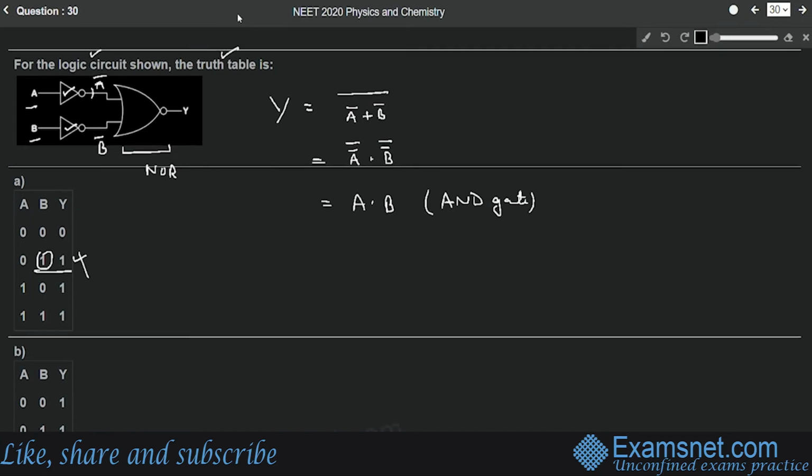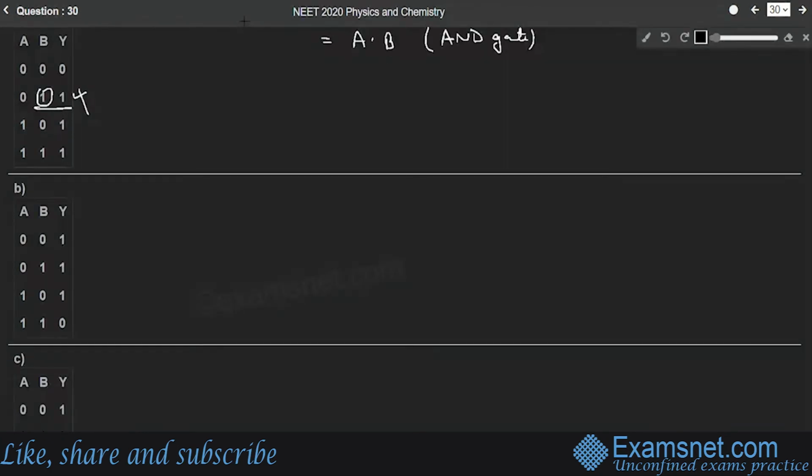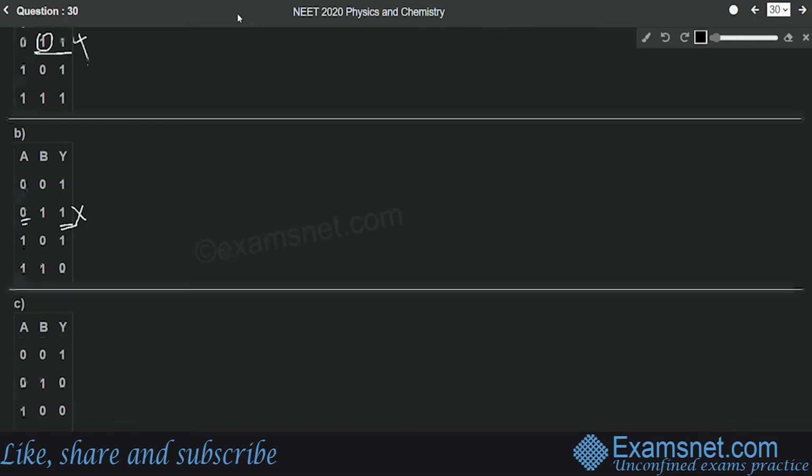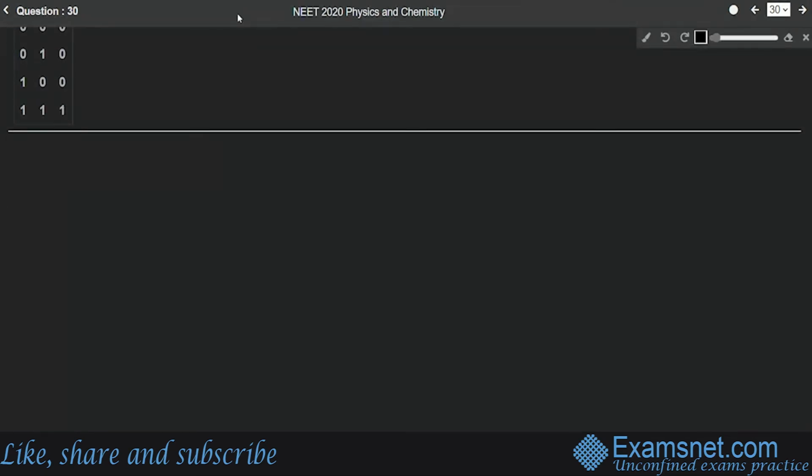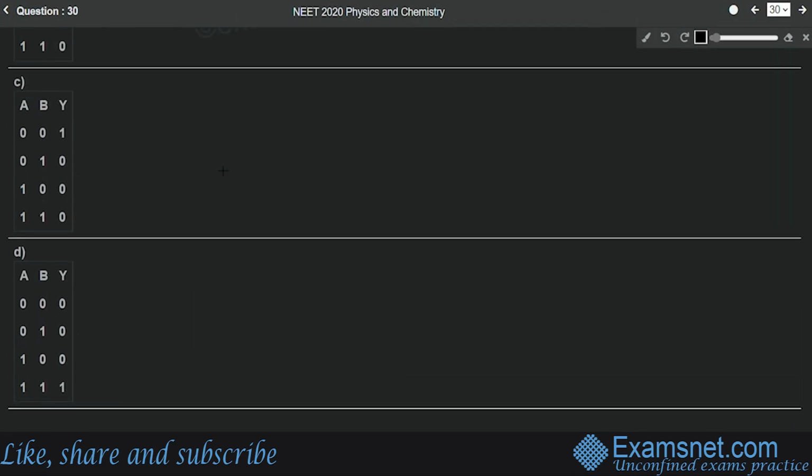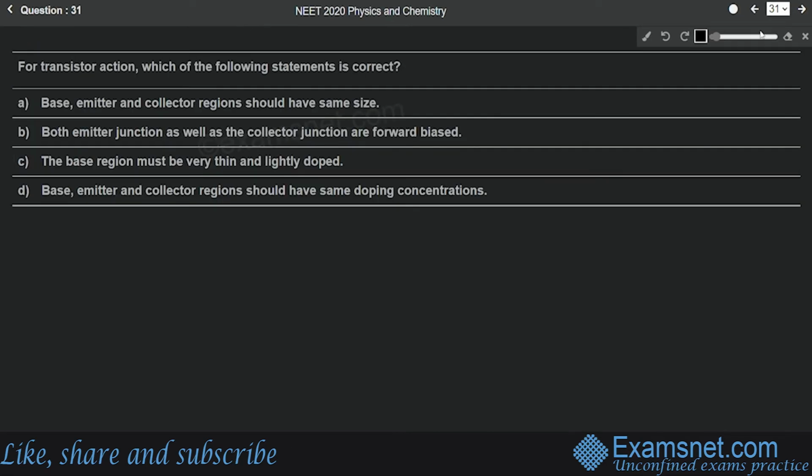Now let's have a look at other options as well. In the second option, again we are getting output 1 even if one of the inputs is not 1. So this cannot be the correct answer. Now let's move to the other options here. In the third one, again both the inputs are 1, still we are not getting an output 1. So again this is also not true. In the last one we can see that both the inputs are 1, then output is also 1. So this is the correct answer.